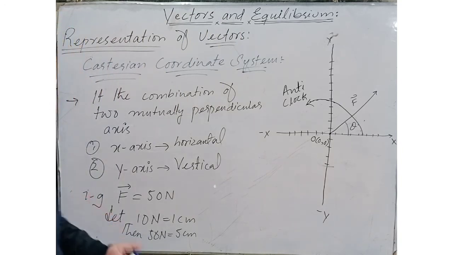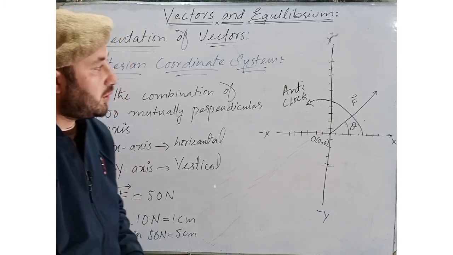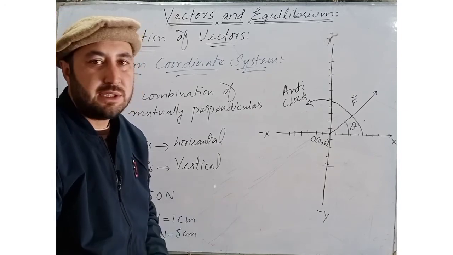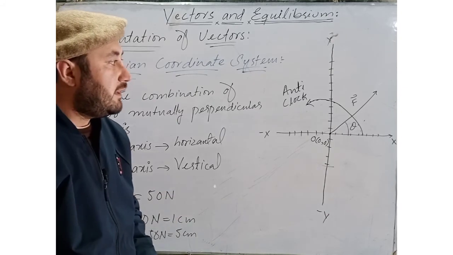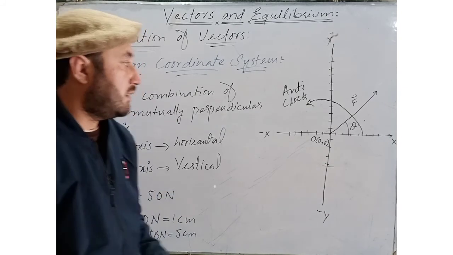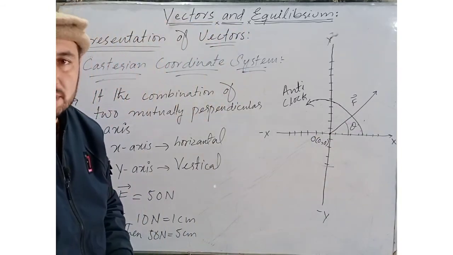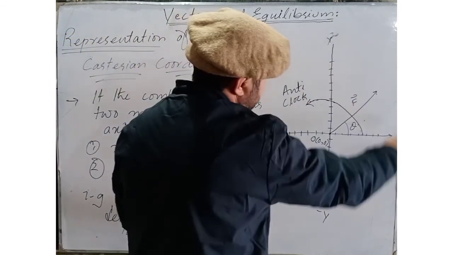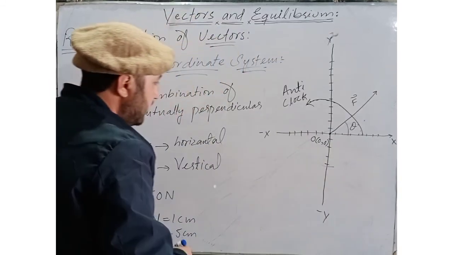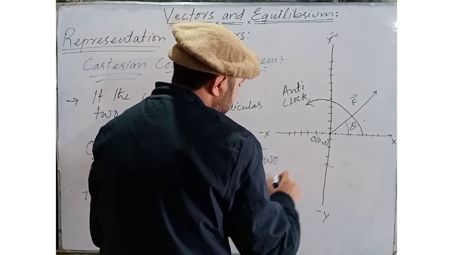It is very useful because in the coming lectures you will see how we are going to add vectors using the Cartesian coordinate system. We can add two or more vectors, and we can even find the direction, how we can find the angle theta. All these things we are going to cover in our upcoming lectures. And this is a plane representation of a vector. So you can see it is 2-dimensional.